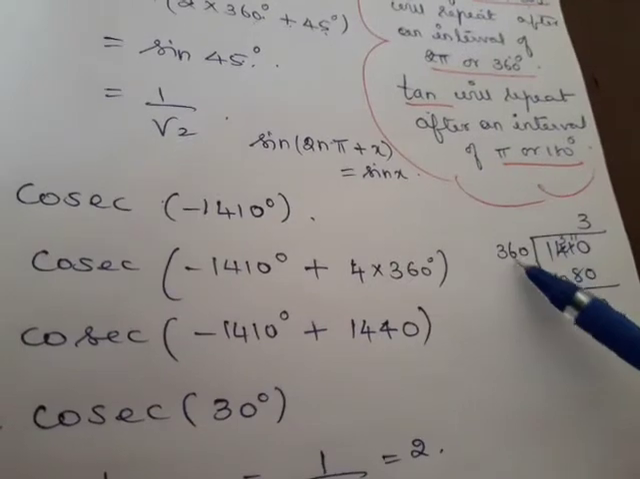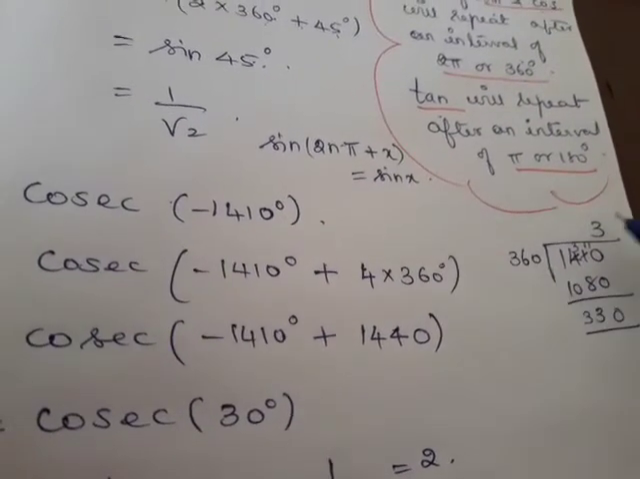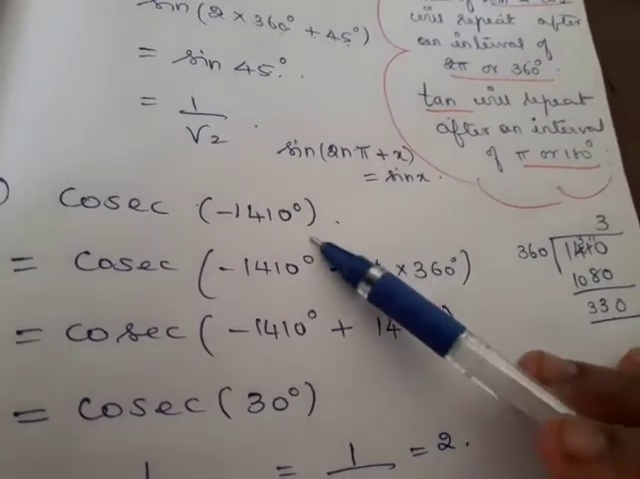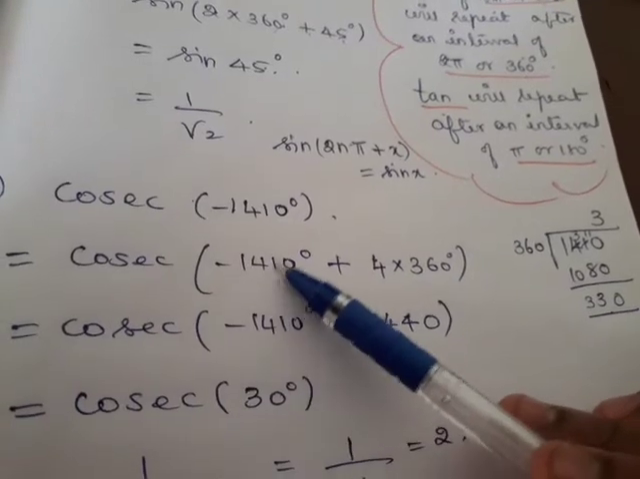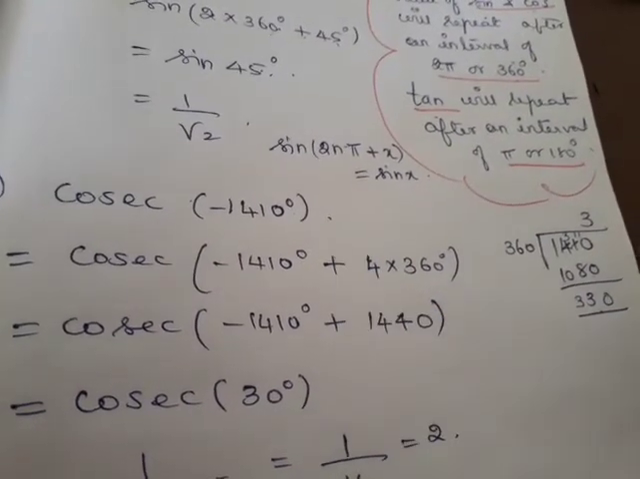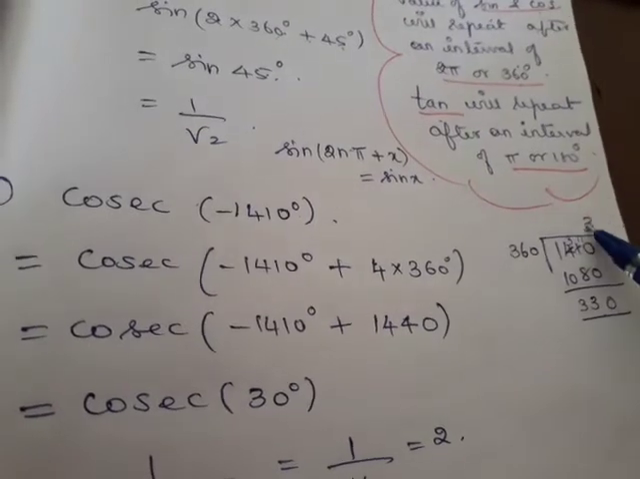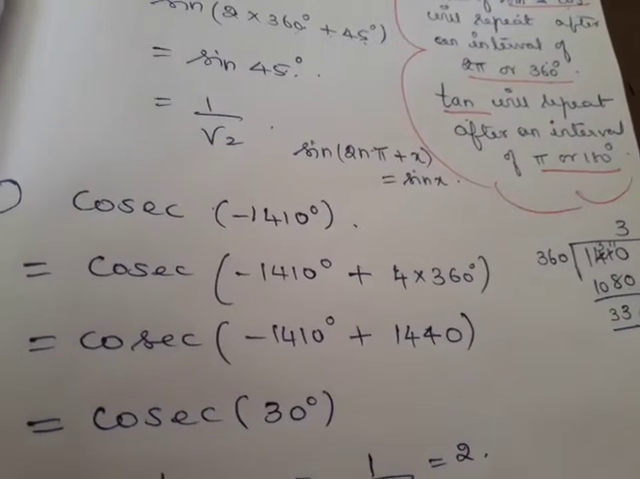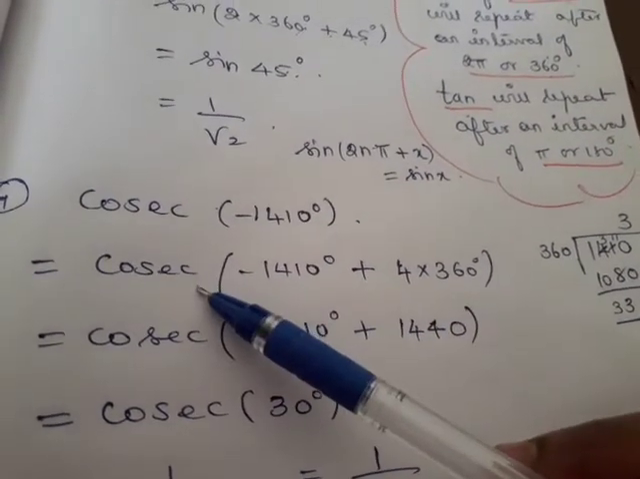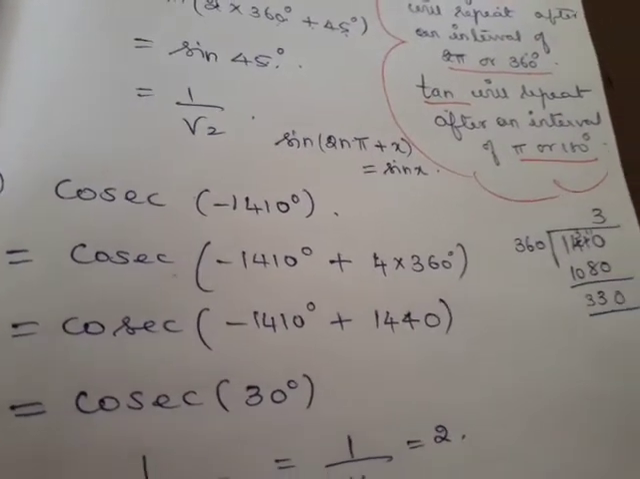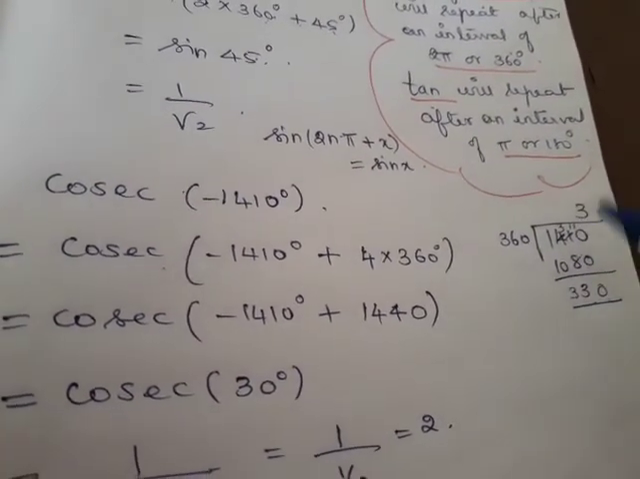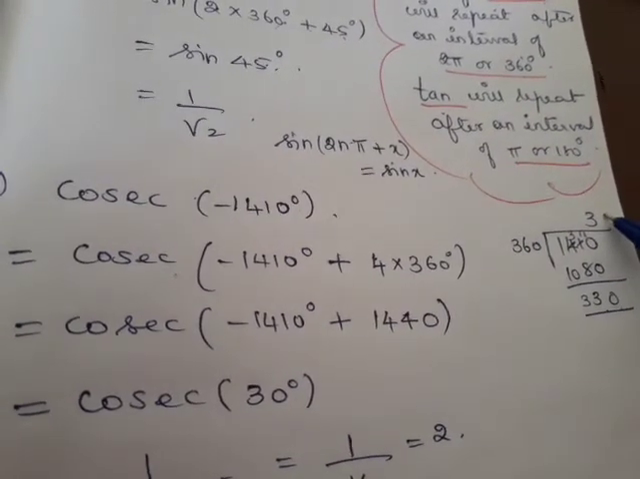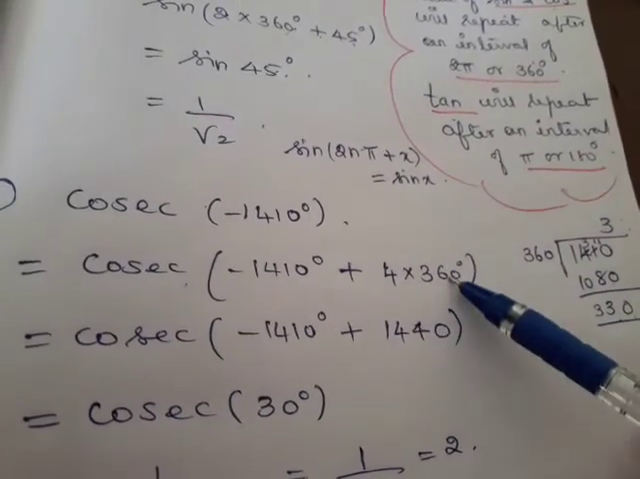So what happens here? If I divide 1410 by 360, I am getting 3 times 360 which is 1080, and if I subtract, I am getting 330. So how should I express this? Minus 1410, I have to write 3 times 360 plus 330. But 330 is not a standard angle, so we cannot get our answer directly. In such a case, what you should do is go beyond. You add the next of the quotient. What is the next of the quotient? 4, right? So you write 4 times 360.